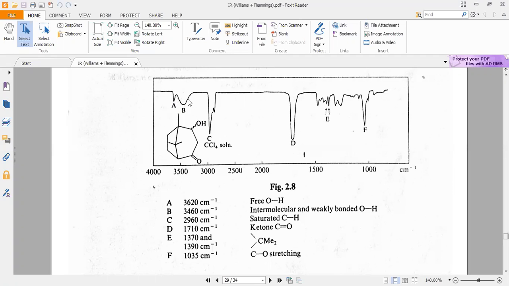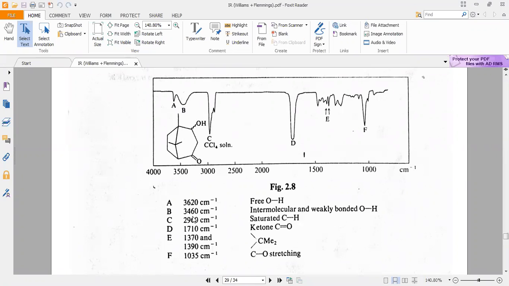And this one is the one which is showing a hydrogen bonded OH. This hydrogen bonded OH is appearing around 3460. And this one, which is not hydrogen bonded, is appearing at this position. Why does hydrogen bonded appear at a lower value? I have presented earlier that in case the group present here is hydrogen bonded, this is definitely intermolecular hydrogen bonding here. Intramolecular hydrogen bonding is not possible.